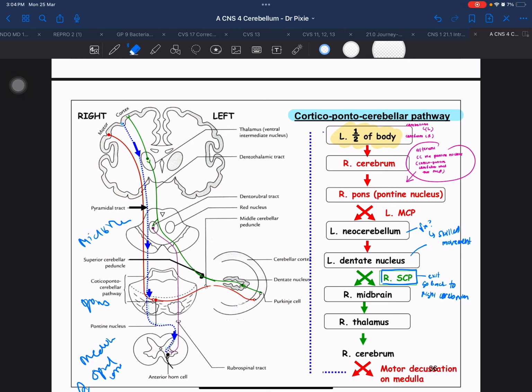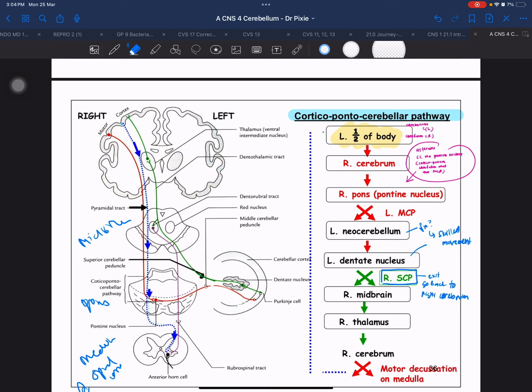From your right cerebrum, it will send the signal down to the pons. From the pons, it stops at the pontine nucleus. Then the pontine nucleus will send the fibers, masuk melalui MCP. Tadi kita kata MCP is very unique, exclusively for fibers from the cerebral cortex. So dia akan masuk ke cerebellum melalui MCP, then it will project to the Purkinje, from Purkinje cell synapse, then it will project to the dentate nucleus. So it will go to the left side of the neocerebellum.